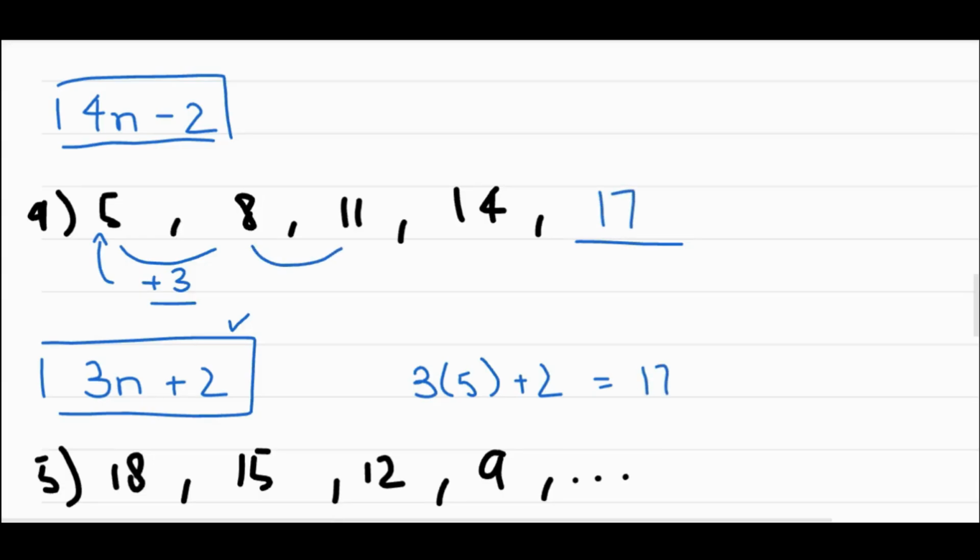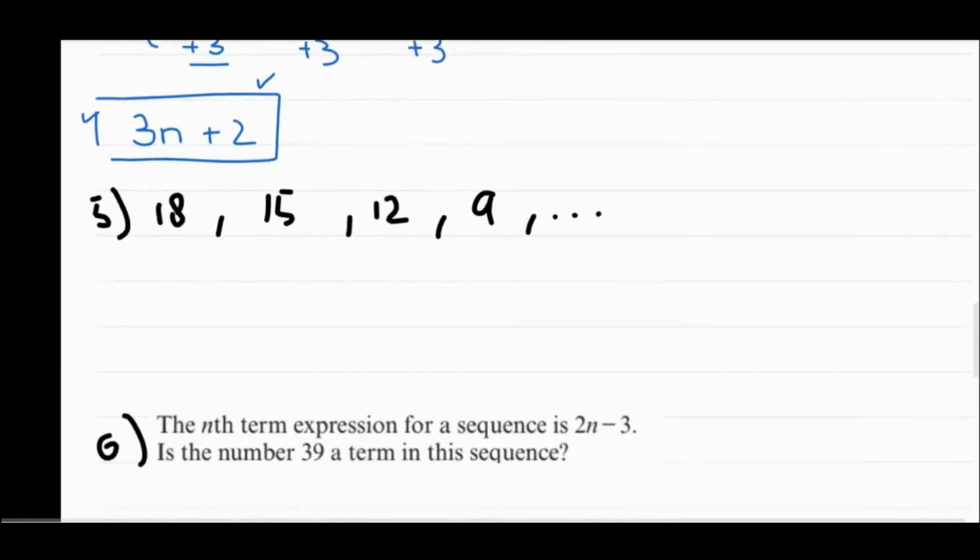So the answer would be 17. Now look, this is a plus 3, and here's the plus 3, and obviously if we add 3 to 14, we'll get a 17. So we can either do it by this or we can do it by this.